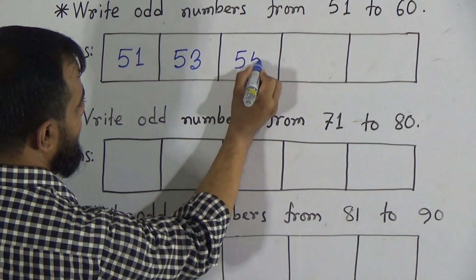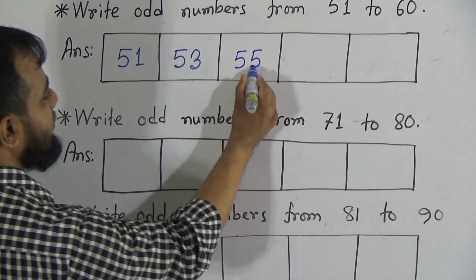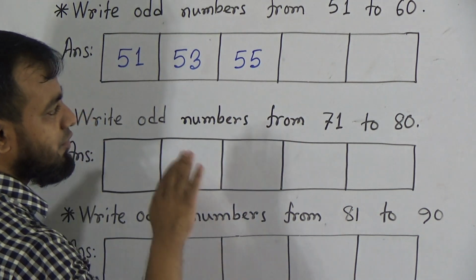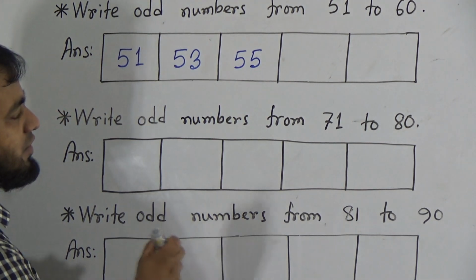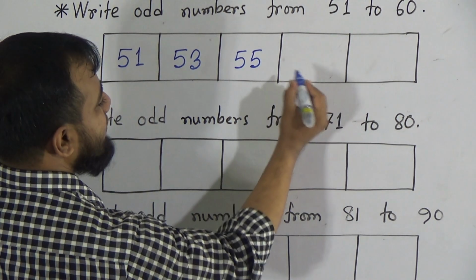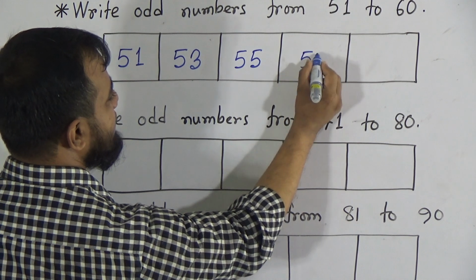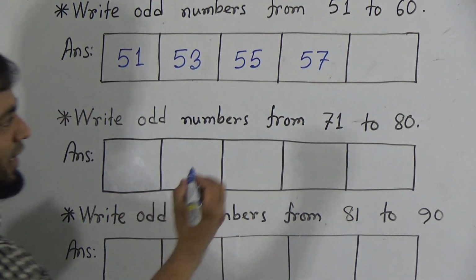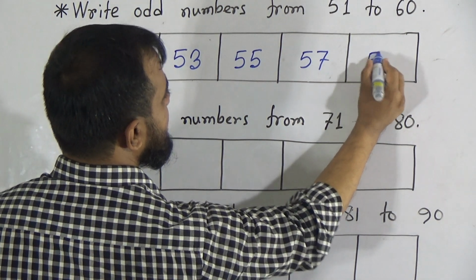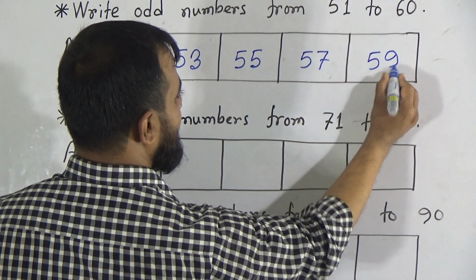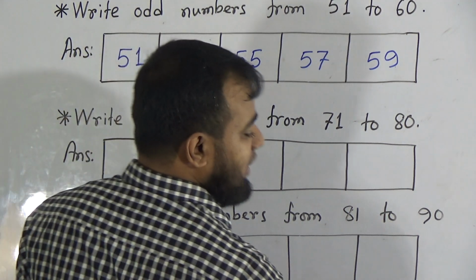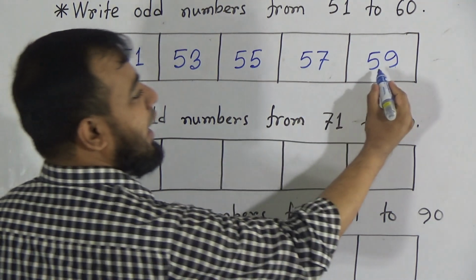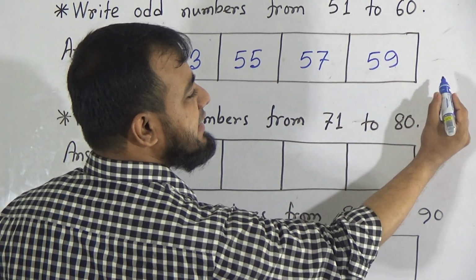Okay, 55. Then after 55, 56 will be omitted because 56 can make the pair, so 56 can't be an odd number. Then the next number will be 57. 57 will be our odd number, and the next odd number will be 59, because 59 has 9 in the ones place, and we know that any number which has 9 in the ones place will be an odd number. And after 59 the number is 60.